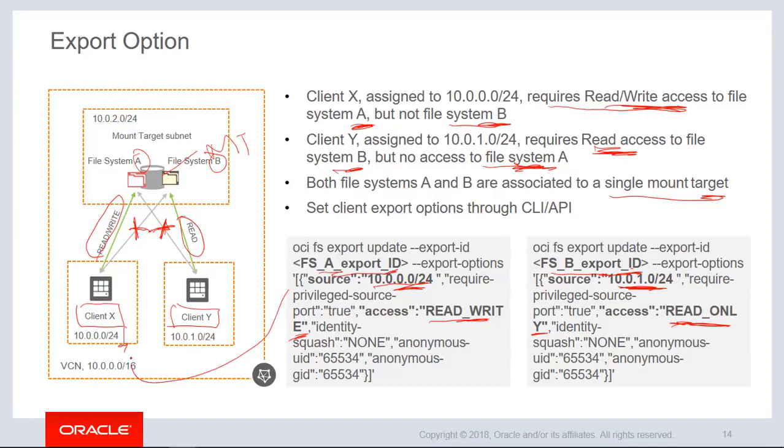This rule will make sure that this particular client has access to file system A. You have the file system A export ID here, and the access level is read and write. So remember, whenever you want to go granular with your access permissions, use a feature like export options.